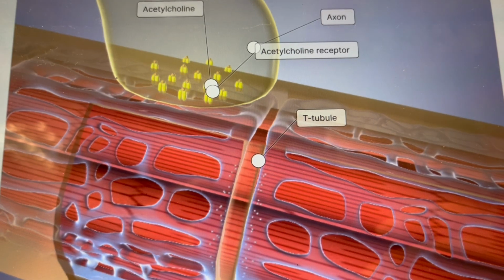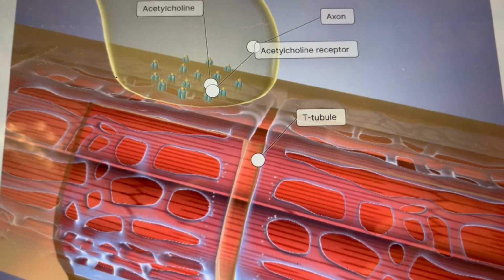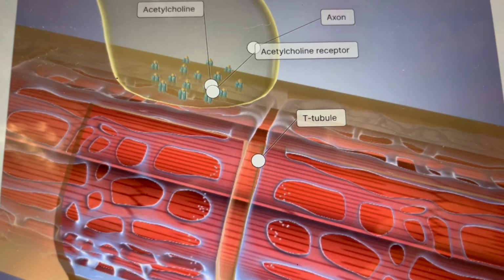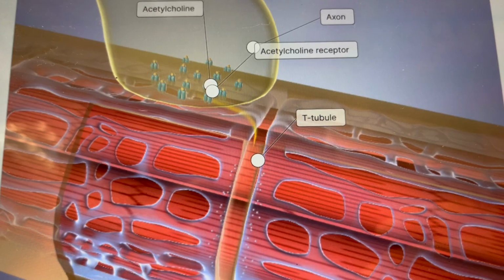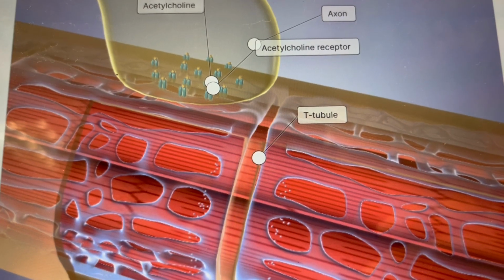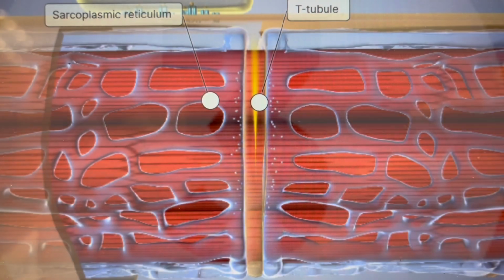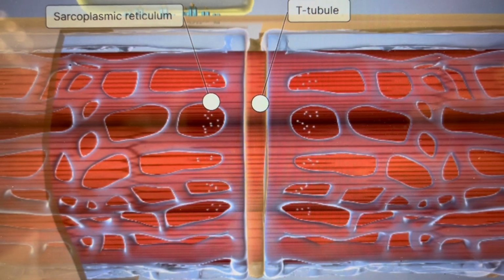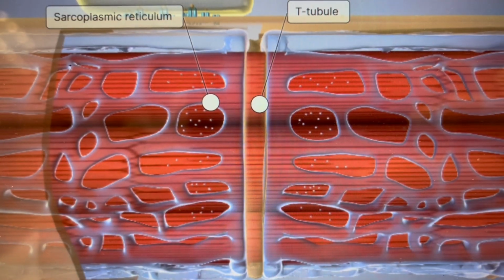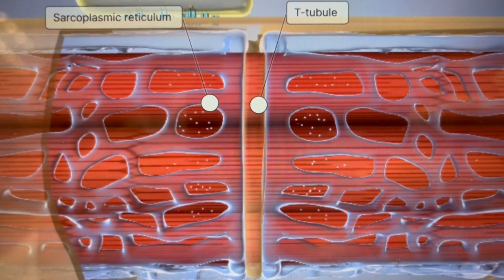Step 2. After acetylcholine attaches to the receptors on the sarcolemma, the muscle fibers become more positively charged. This generates an action potential that travels along the sarcolemma and into the transverse tubules. Step 3. As the action potential travels along the T-tubules, calcium is released from the sarcoplasmic reticulum.